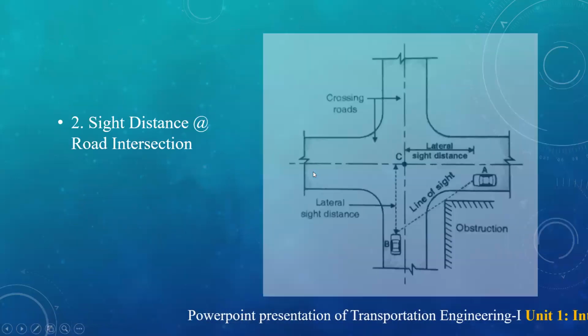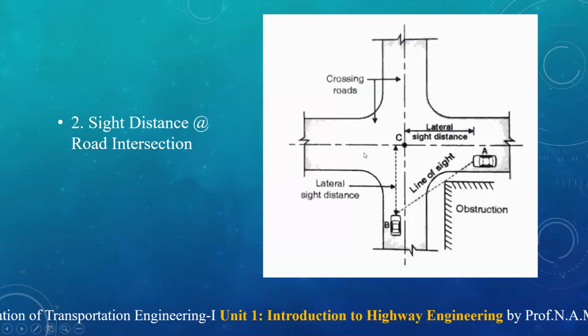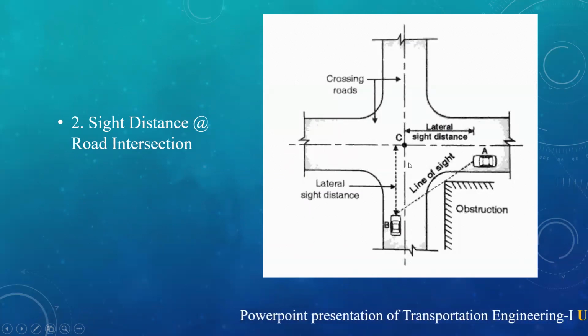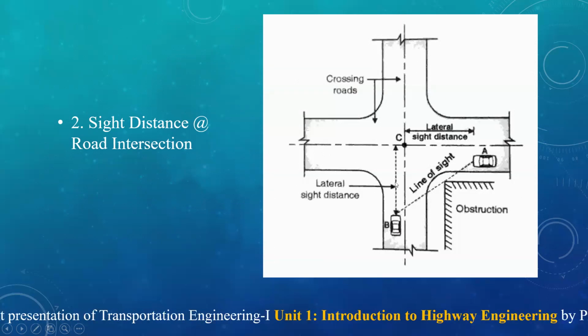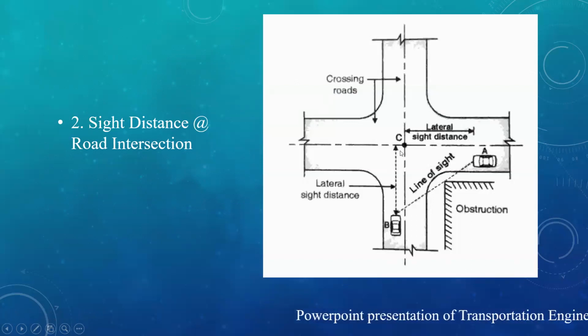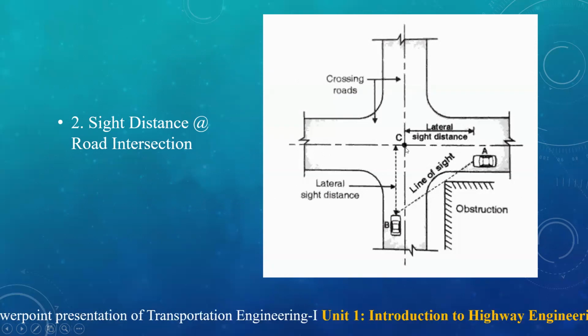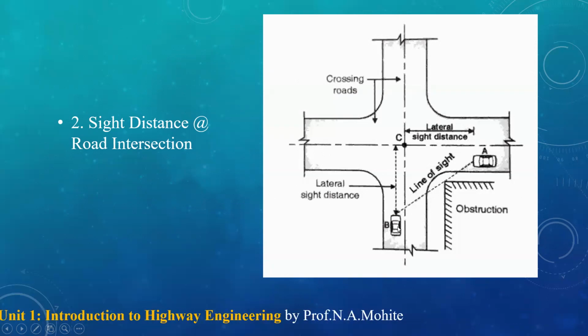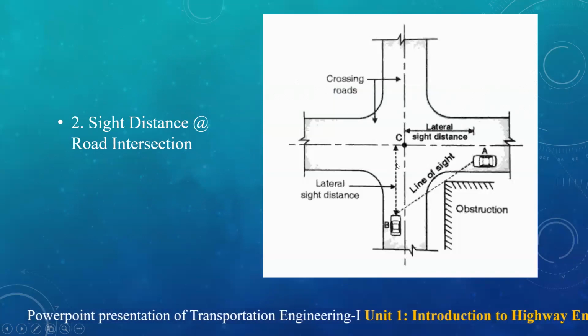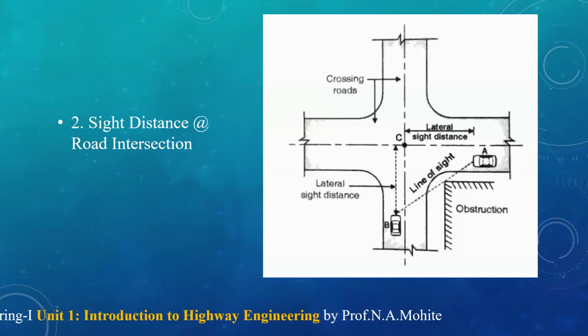Second, sight distance at the road intersection. As we have discussed, at an intersection junction there are chances of having a collision. The driver should be able to see the vehicle approaching that particular point. Here you can see A and B are the two vehicles which are going to approach a common intersection point, that is C. If the car approaching is not able to see car A which is going to come, there are chances of a collision or accident taking place.